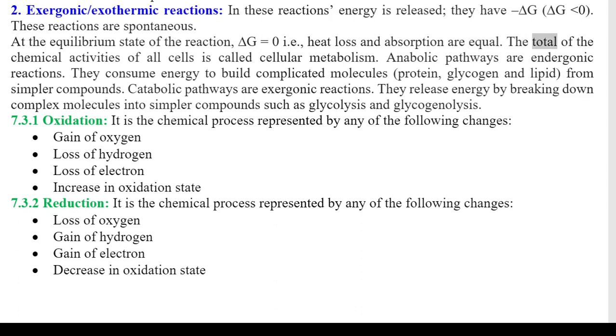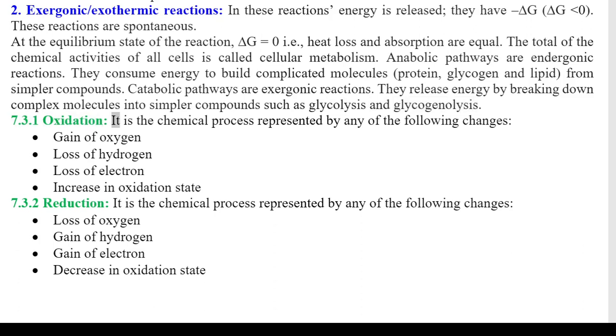At the equilibrium state of the reaction, ΔG equals 0, i.e., heat loss and absorption are equal. The total of the chemical activities of all cells is called cellular metabolism. Anabolic pathways are endergonic reactions. They consume energy to build complicated molecules, protein, glycogen, and lipid, from simpler compounds. Catabolic pathways are exergonic reactions. They release energy by breaking down complex molecules into simpler compounds, such as glycolysis and glycogenolysis.